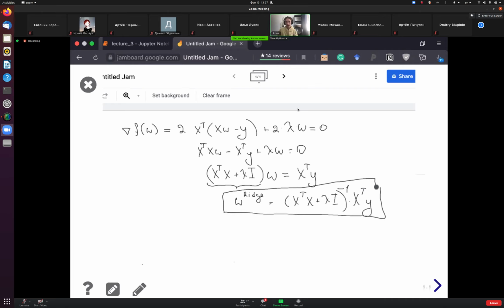So what's cool about that? Now that we are inverting not X transpose X, but X transpose X plus lambda I, it will be more stable even if X transpose X is ill conditioned. Of course, it still has the same complexity as it used to have, but we can again use gradient descent if we're willing to.